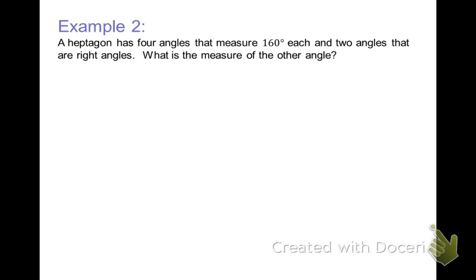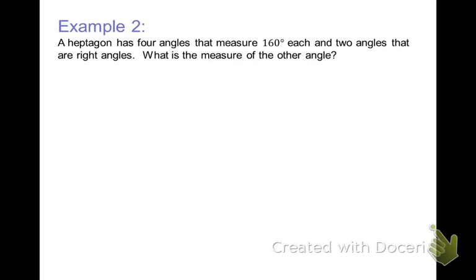Okay, so you already know that you're dealing with a 7-sided figure, and then it proceeds to tell you that 4 of these angles measure 160 degrees each, not total, but 160 degrees each. And then it tells you that you also have 2 right angles. So how many angles have we accounted for total? 6, which leaves us with 1, and that's the one that they're asking about, the remaining angle that we don't know yet.